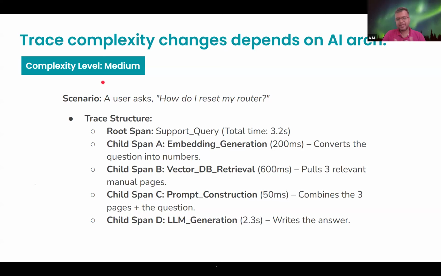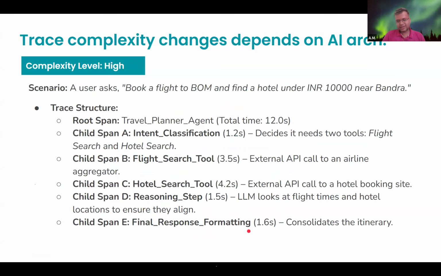The second part, where things might become slightly more complex, is an example we saw in the opening slide of this section. Say a user asks, how do I reset my router? The overall thing takes approximately 3.2 seconds. It goes through four sets of steps: first you convert the question into an embedding, then you retrieve the relevant documents from whatever policy documents you have, then you spend some time in prompt construction, and then you get to see the LLM generation output.